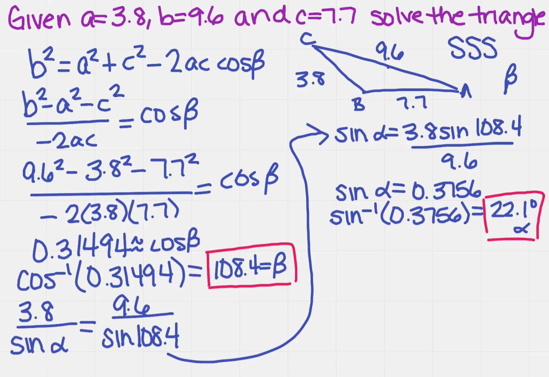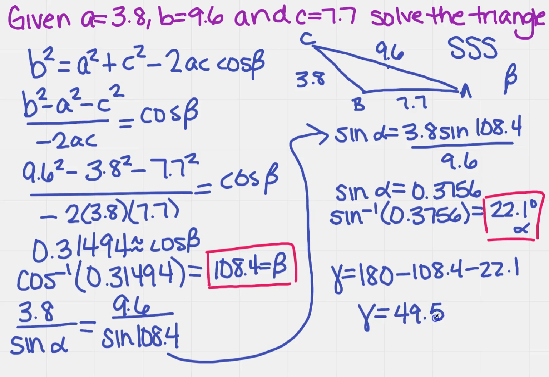So what's the only thing that we're missing? We're missing gamma. And how do we find that? Well, we know that gamma is going to be 180 minus both of the degrees that I've already found. So I'm going to subtract 108.4 and 22.1. So I'm going to get that gamma is 49.5 degrees. Again, that's important, so I'm going to put a pink box around it.